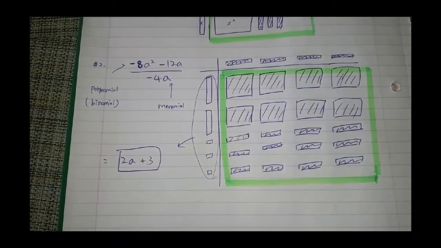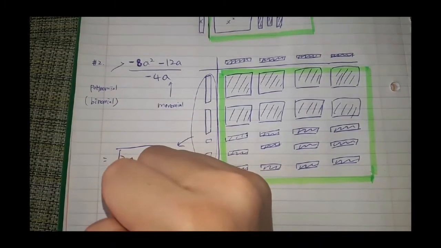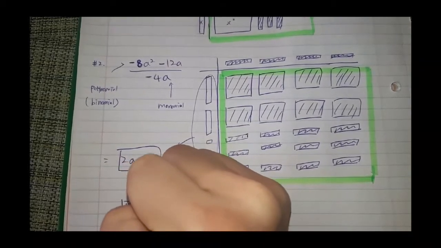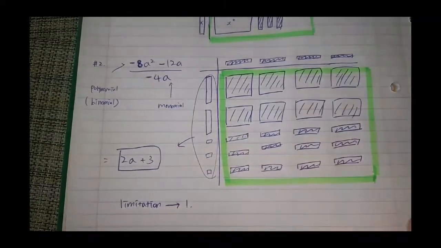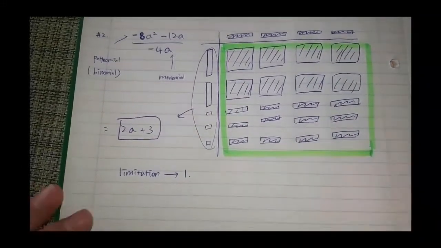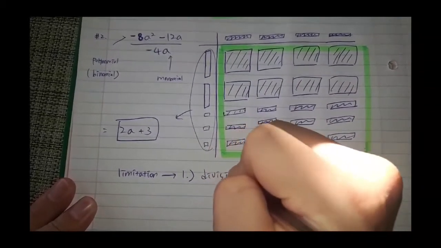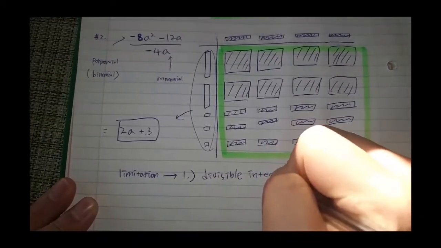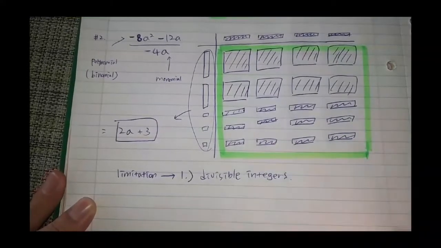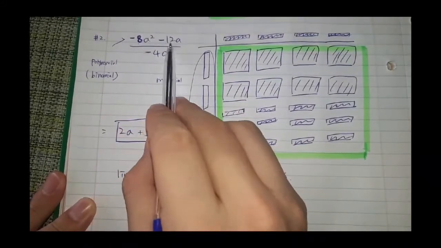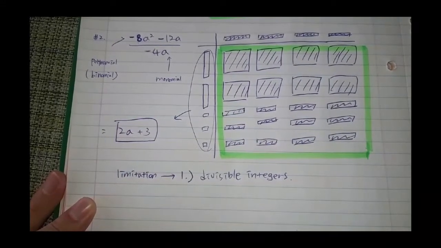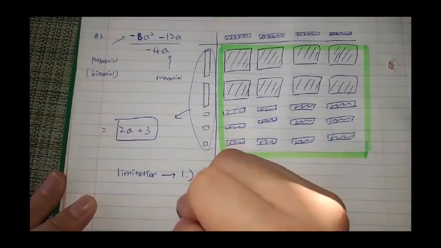To be fair, most of the time you can use tiles to divide something and figure out the answer. However, there is a limitation. Number 1, the limitation is you have to have some kind of divisible integers. What I mean by that is, if you think about the previous example, 8 can be divided by 4, 12 can be divided by 4. So if things are divisible, that works.